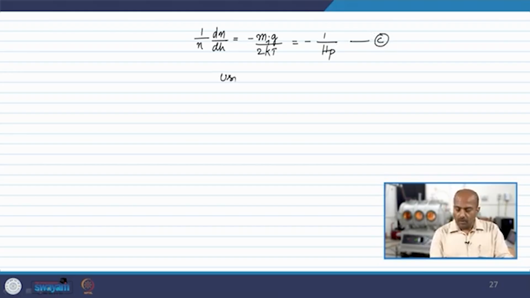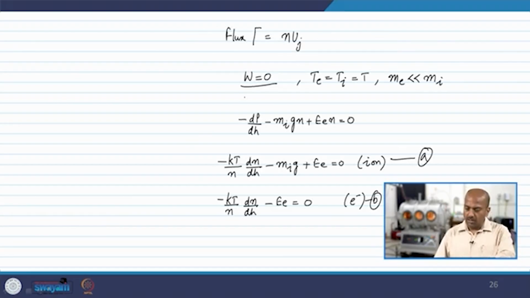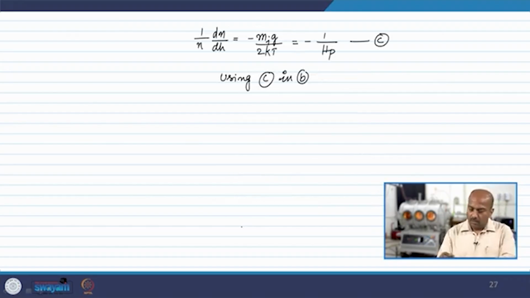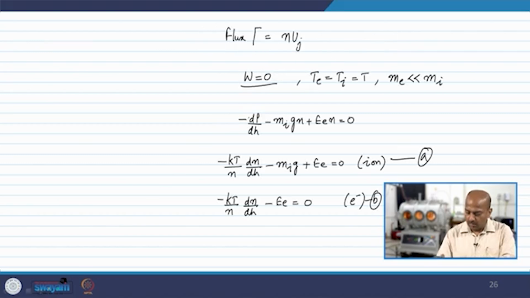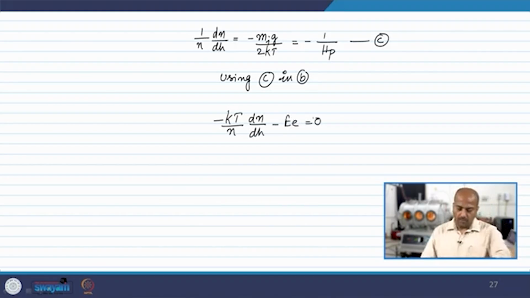Now, we can use equation number C in B, the electron equation, and we can write equation B: minus kT by n dn by dh minus eE is equal to 0, that is, minus kBT by n dn by dh minus eE is equal to 0.